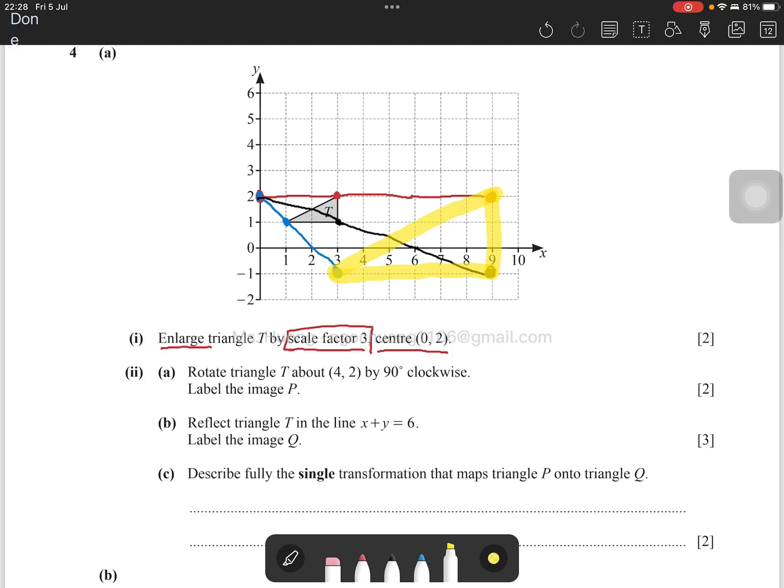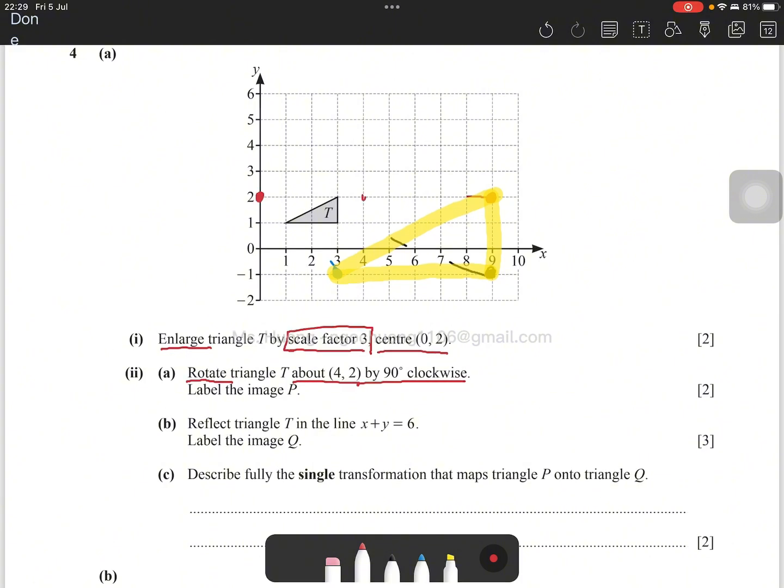So this is the first question. Second question. A. Rotate triangle T about (4, 2) by 90 degrees clockwise. So first we'll determine the point (4, 2), which is here. And if this is the center of the rotation, we will make sure that each vertex is rotated 90 degrees clockwise. So this red vertex will be here.